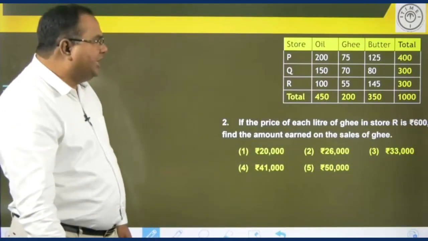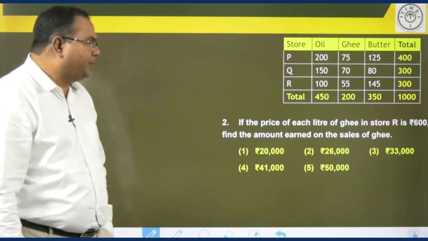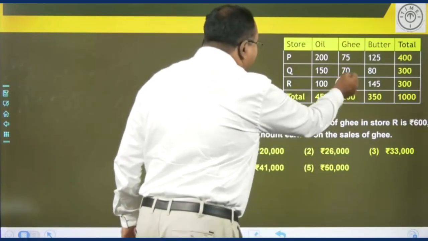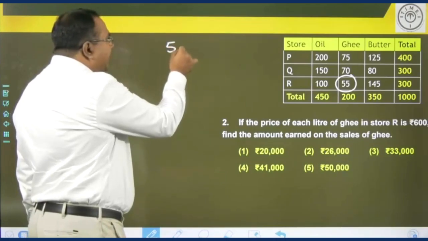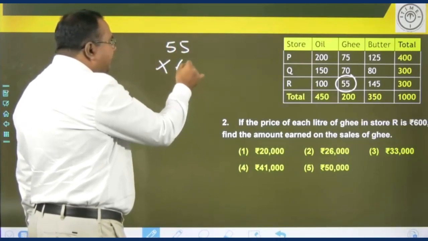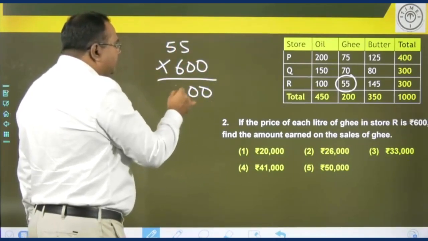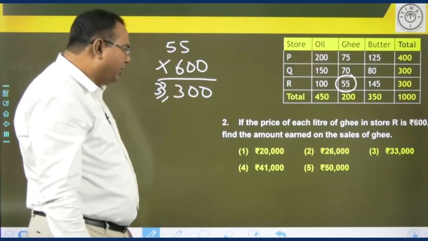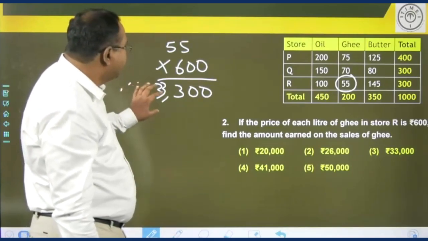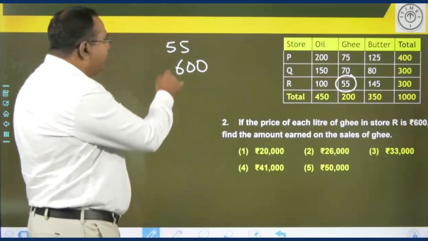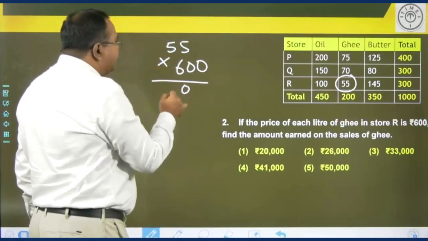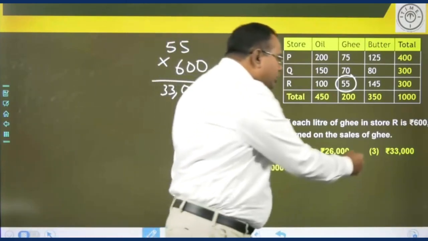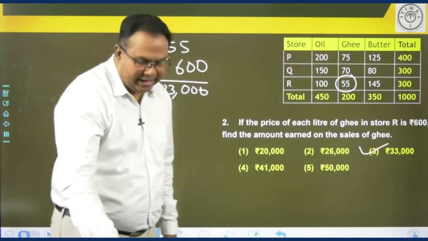If the price of each liter of ghee in store R is rupees 600, find the amount earned on sales of ghee. How many liters of ghee is he selling? 55 liters of ghee multiplied by the price of 600 rupees. I made a mistake somewhere. 1 second. Sorry. 55 into 600. So, 6 fives are 30, 33. So, clearly 33,000. Sorry, calculation error. So, it has to be 33,000. 33,000 is present in choice 2.